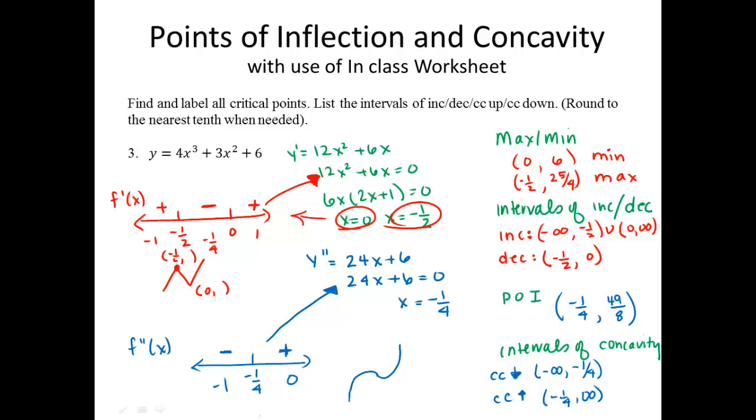So not only have I found my maximum and my minimum values, intervals of increase and decrease, we were able to use the second derivative to find more about this function. Remember, everything that we're finding here is actually describing the original function. It's talking about 4x cubed plus 3x squared plus 6. These individual pieces help us with describing the original equation.